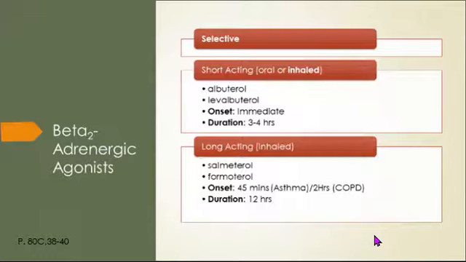Contraindications. Your only true contraindication is hypersensitivity. If they've taken it before and they react, they have difficulty, that is your only true contraindication. There are some cautions for beta-2 adrenergic agonists, which are hyperthyroidism, glaucoma, diabetes, hypokalemia, seizure disorder, and any type of coronary artery disease, including hypertension. Those are your ones to use some caution.